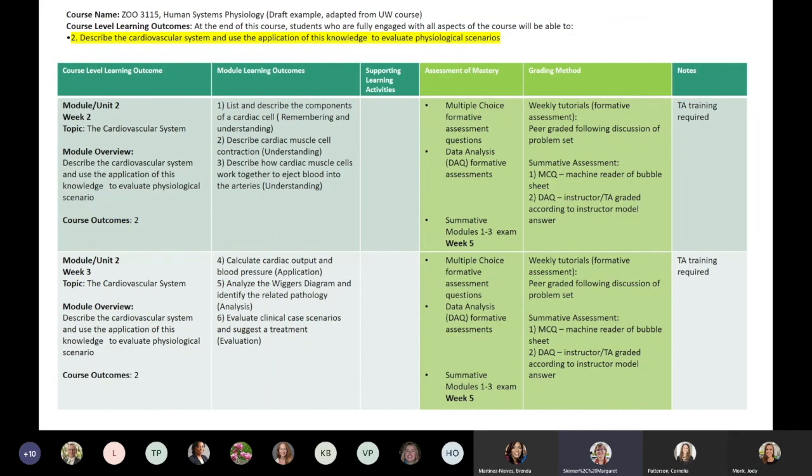And also, over in the grading method, I've said, okay, but in this case, when I'm actually grading those, the MCQ, the multiple choice questions, are going to be machine read with bubble sheets. And for the data analysis clinical scenarios, I'm going to write up a model answer.